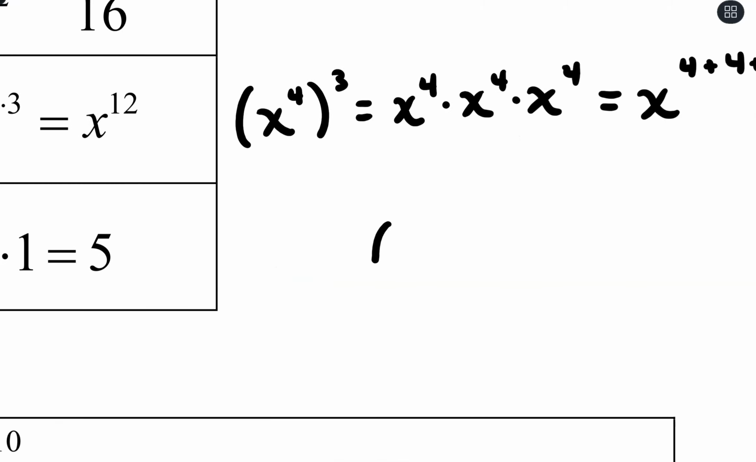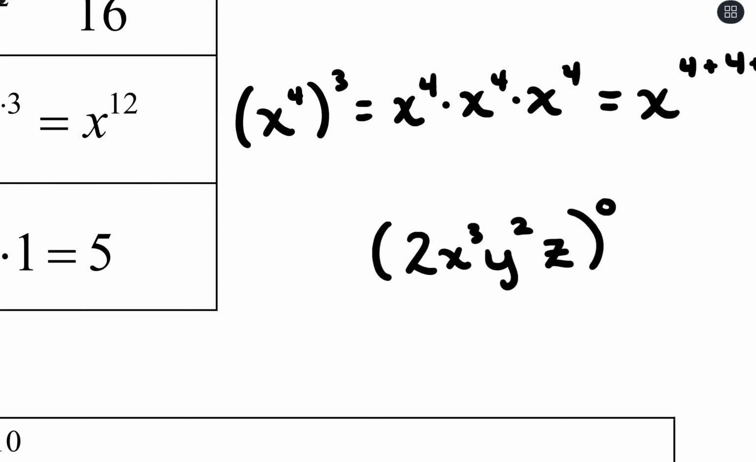Say we have some things grouped in parentheses, so let's say we have 2x cubed, y squared, z, all raised to the power of 0. Well, with parentheses, everything is being raised to a power of 0, so all of that turns just into a positive 1. So it all wipes out to leave us with a 1.